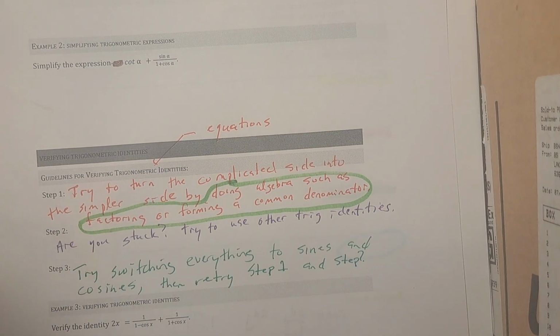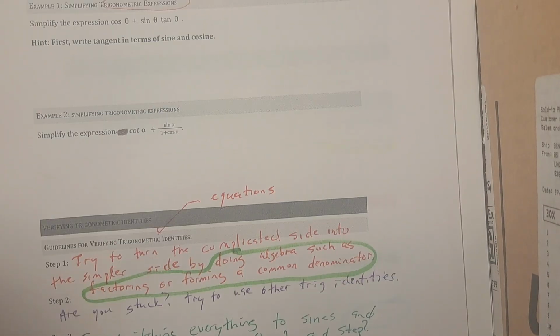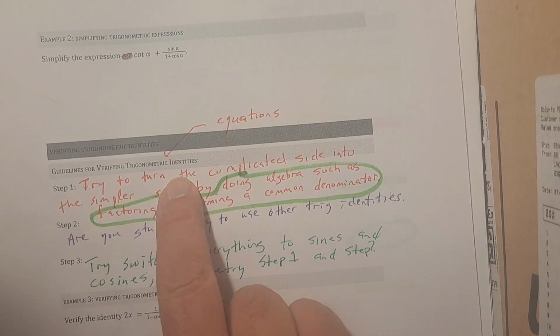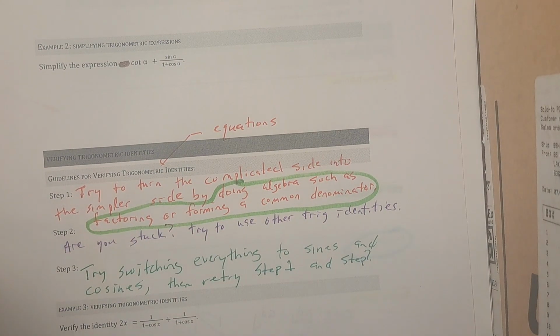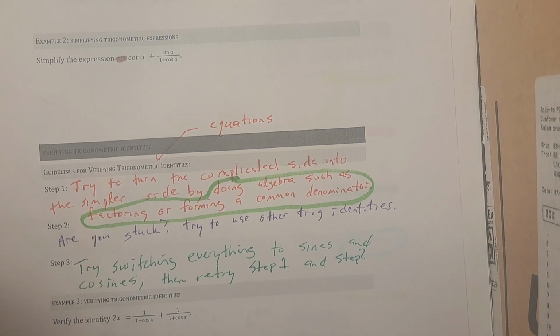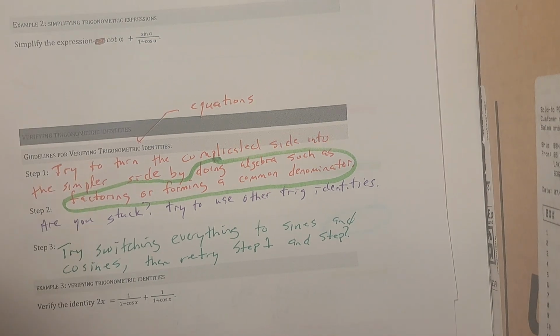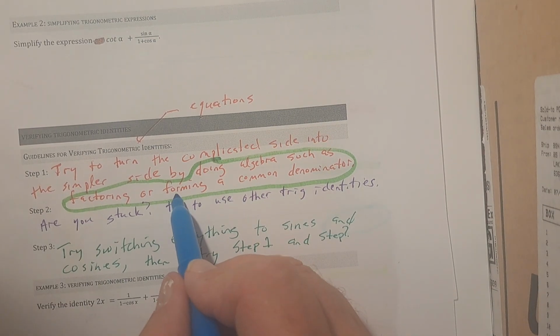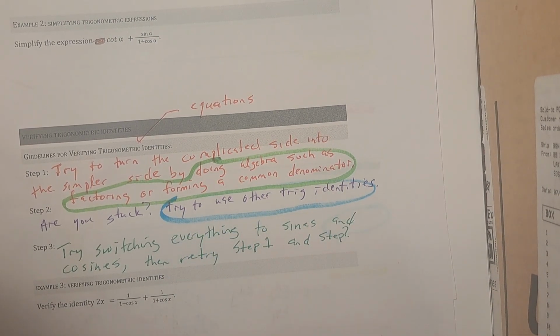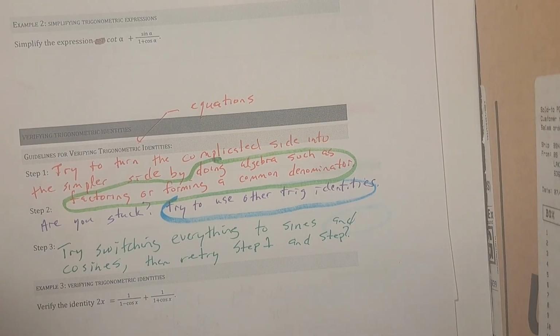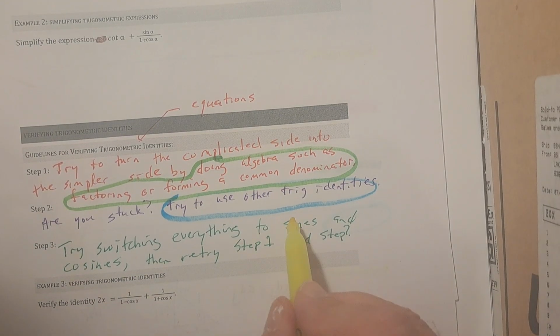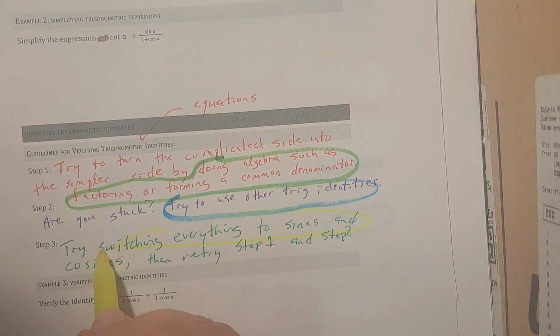So that's your strategy, whether it's simplifying a trig expression or verifying a trig identity. Do some algebra, such as factoring or forming a common denominator. If you could factor something, try factoring it. Do you not have a common denominator? Make a common denominator. And then if that doesn't work, you try to use other trig identities. And if that doesn't work, you can try switching everything to sines and cosines.